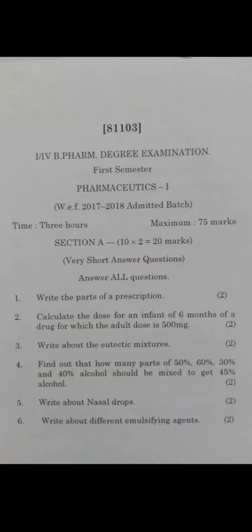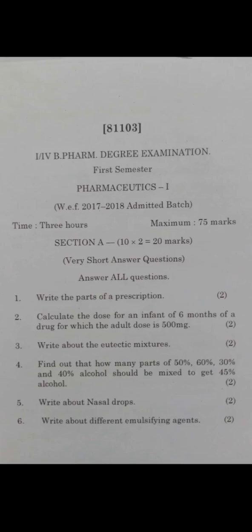And next, calculate the dose for an infant of 6 months of a drug for which the adult dose is 500 mg. In whatever question papers you have observed, there is definitely a question on formulas like Young's formula, Cowling's formula and all that. So try to read all those formulas, and the 2 marks will definitely be in your hands.